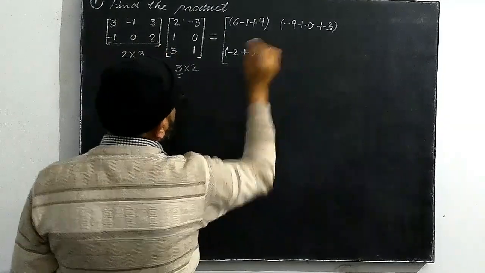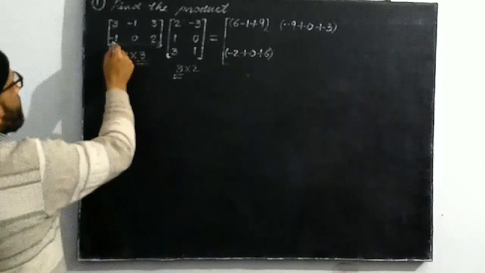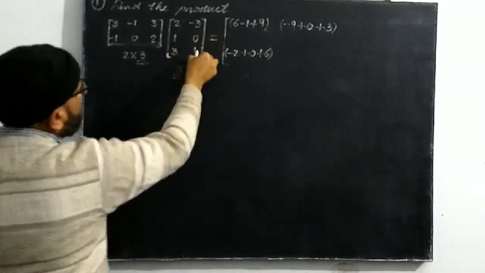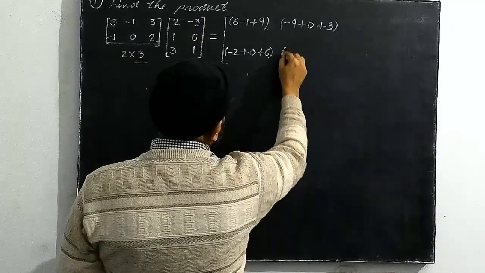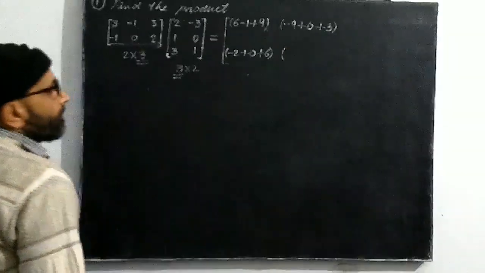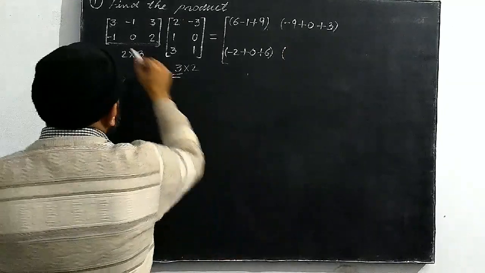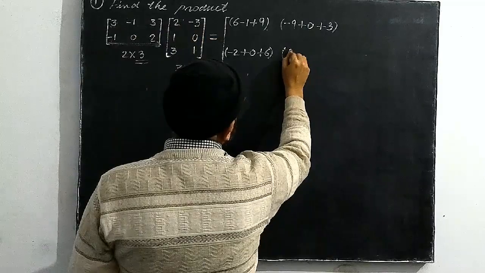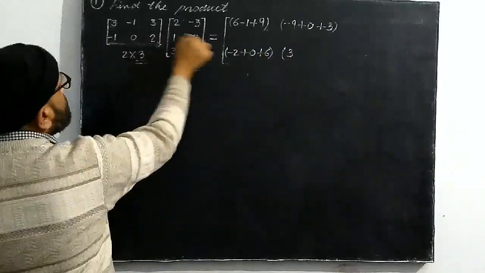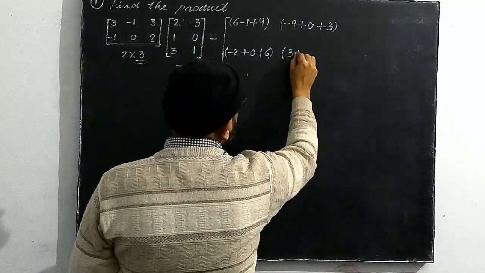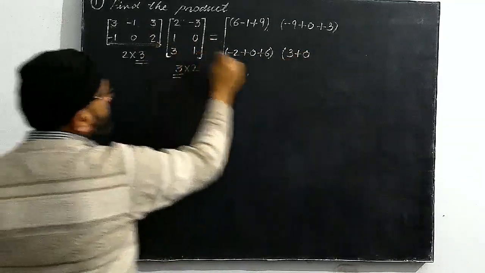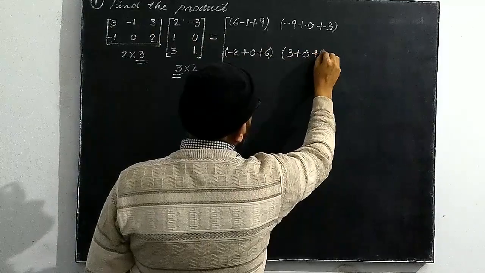Now we have to multiply the second row and second column. It gives the last element of the product of two matrices. So minus 1 into minus 3, plus 3, 0 into 0, 0, and 2 into 1, 2, so plus 2.